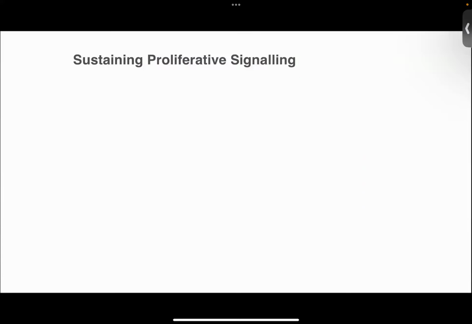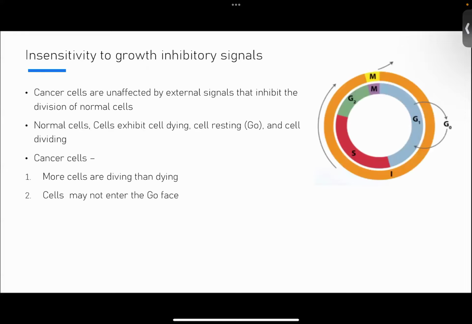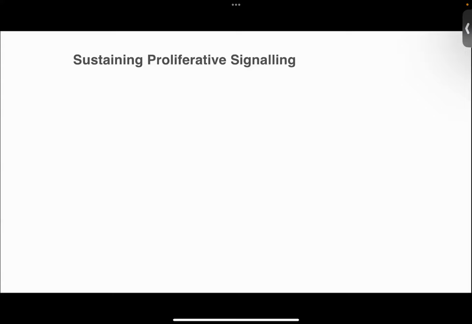Let's see one by one what happens. Sustaining proliferative signals: this is what I just told you, the contact inhibition thing. In normal cells, if there is any kind of issue, the cell stops growing. Here it is not like that. They will sustain these proliferative signals and just start growing. It just starts multiplying.